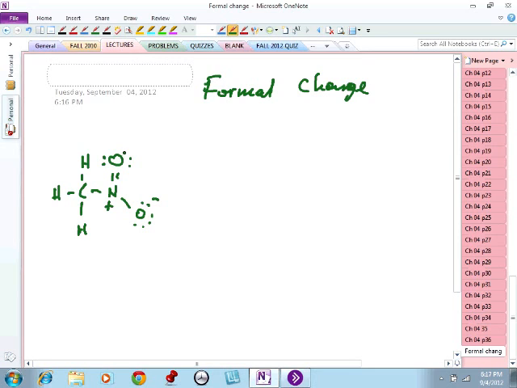The nitrogen has too many bonds, right? The valence of nitrogen normally is supposed to be what? 3. Very good. And what is the valence of oxygen supposed to be? 2. Okay, so the valence of oxygen according to this molecule here is 1, and for nitrogen it is 4.